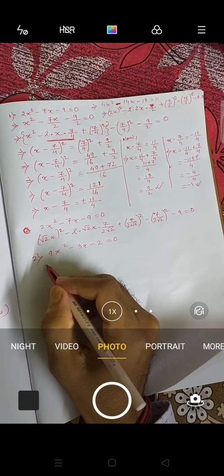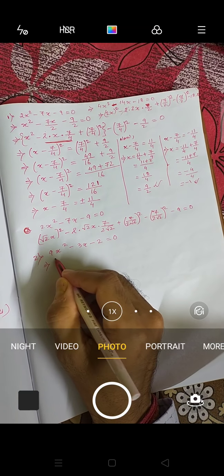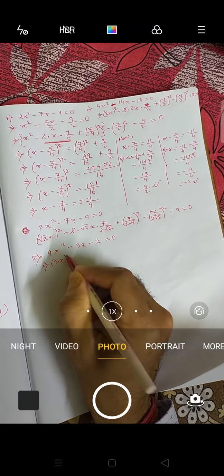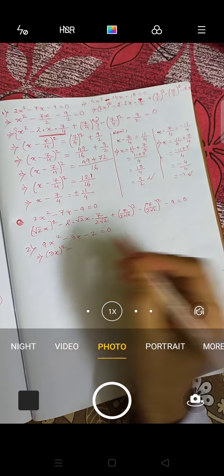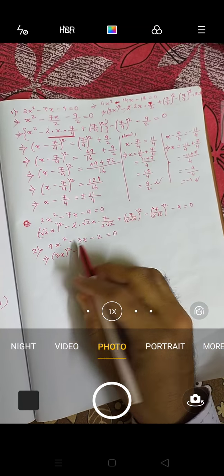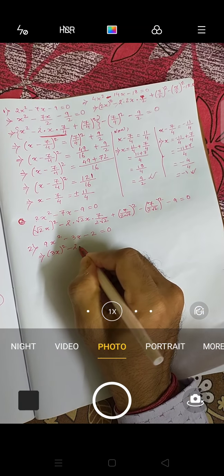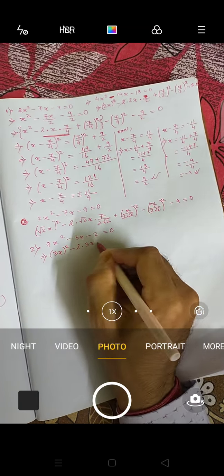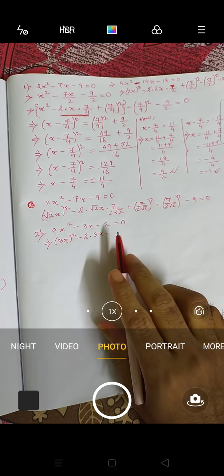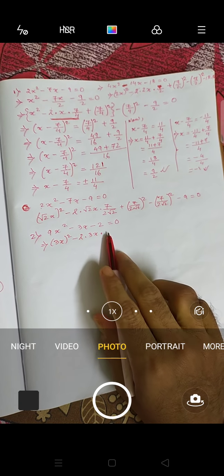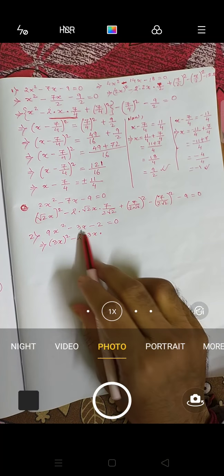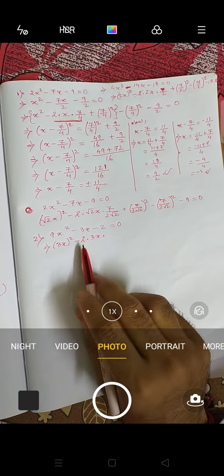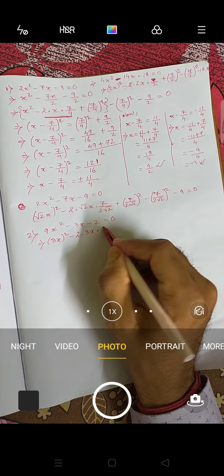So instead of dividing, I can take directly 3x whole square. There is a minus, so I have put minus. This is a square minus 2 into a into b. Now you have to take b in such a way that after solving this you should get 3x. So you can see that 3x is there, 3x is there. What is extra? 2. I'll divide it by 2.